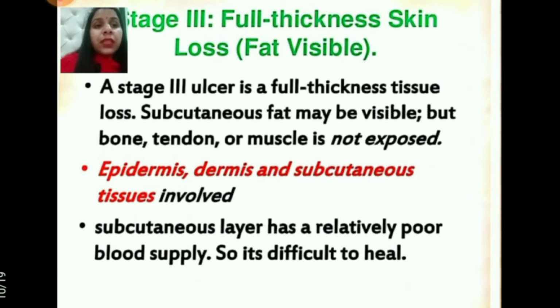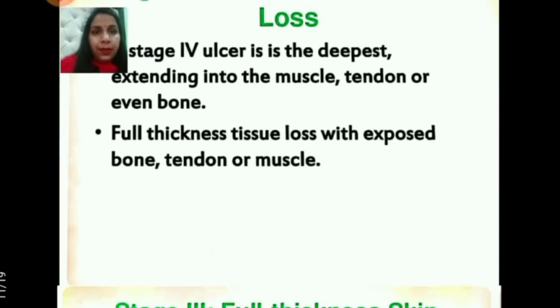Now, stage 3: full thickness skin loss, fat visible. A stage 3 ulcer is full thickness tissue loss. Subcutaneous fat may be visible, but bone, tendon or muscle is not exposed. Epidermis, dermis and subcutaneous tissue are involved in stage 3. The subcutaneous layer has a relatively poor blood supply, so it is difficult to heal.